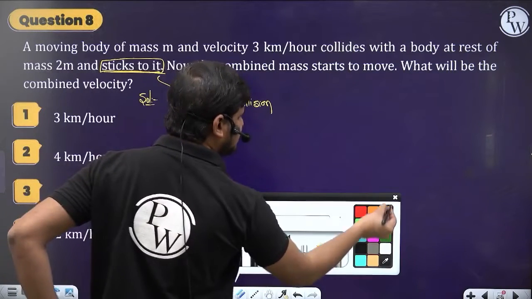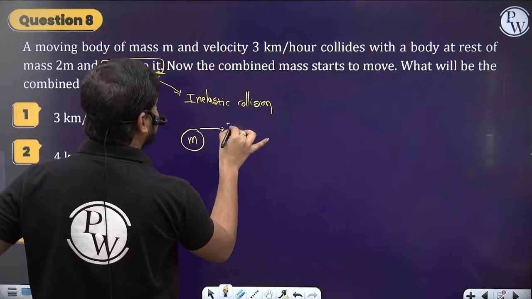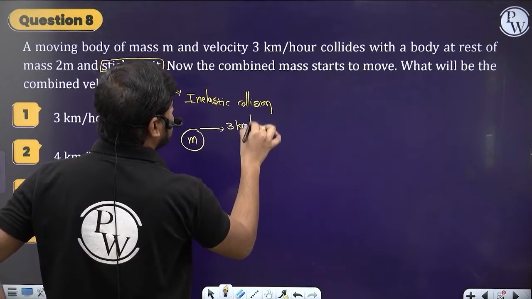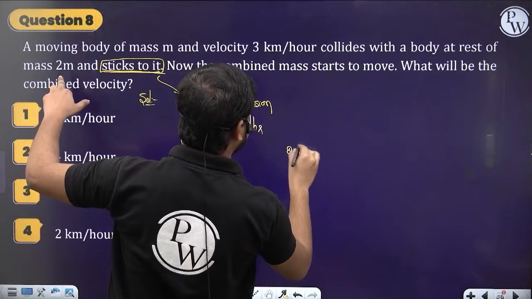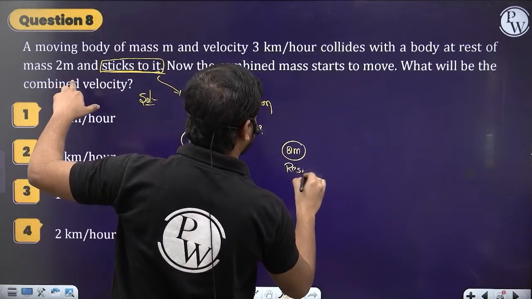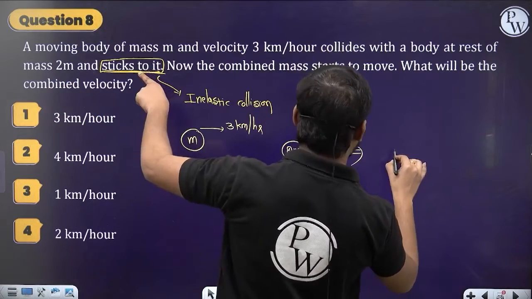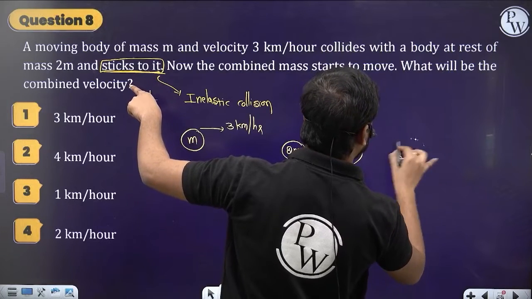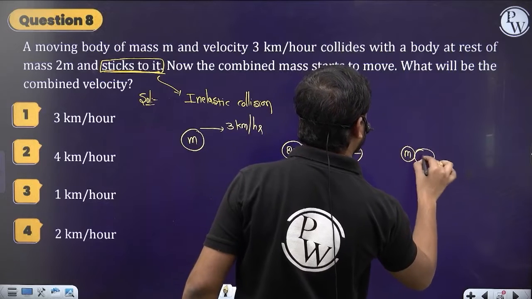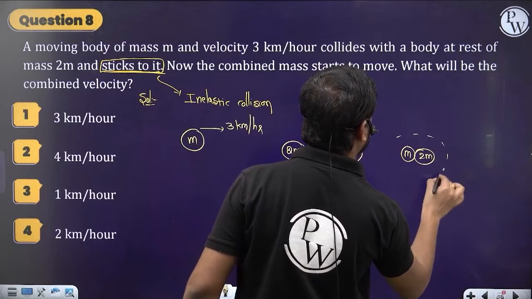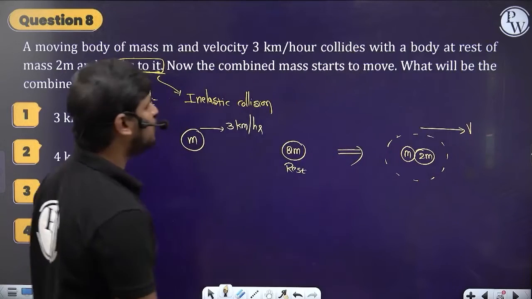So the simple thing first. There is a mass m which is moving at 3 km/h. Then it collides with a body of 2m which is initially at rest. After collision it sticks to it. The total mass will become 3m. Or you can write it this way, m and 2m both stick together and then move with a combined velocity v. So what is that combined velocity?